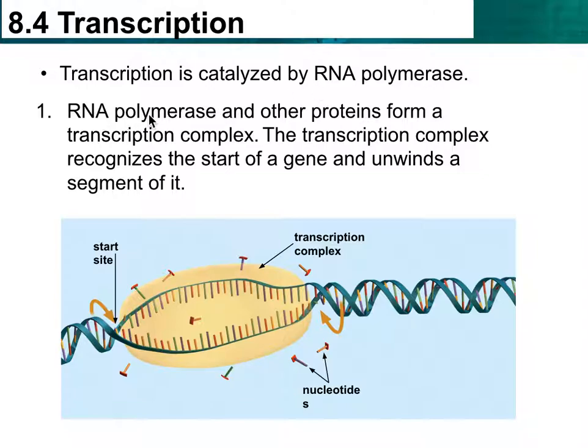Other proteins are involved as well. So RNA polymerase, number one, and other proteins form a transcription complex. That's what this whole thing is. That includes the DNA molecule in here and everything else. The transcription complex recognizes the start of a gene and unwinds a segment of it. In this case, this was the start site, and you can see how it's been unwound.